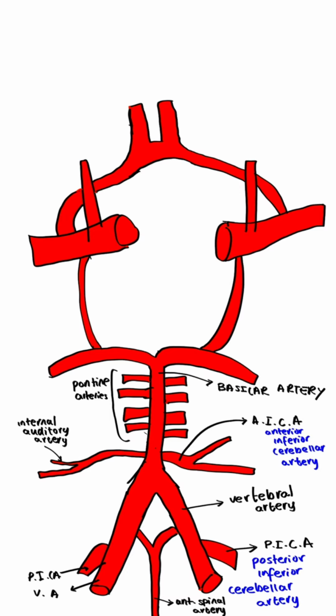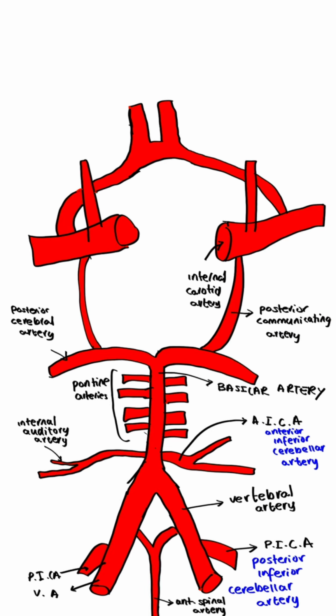Moving up, in the basilar artery we will have multiple branches, which are going to be the pontine arteries, and then the basilar artery is going to branch out again to give us the posterior cerebral artery. And moving up, we have the internal carotid artery, and what connects the posterior cerebral artery to the internal carotid artery is going to be the posterior communicating artery.